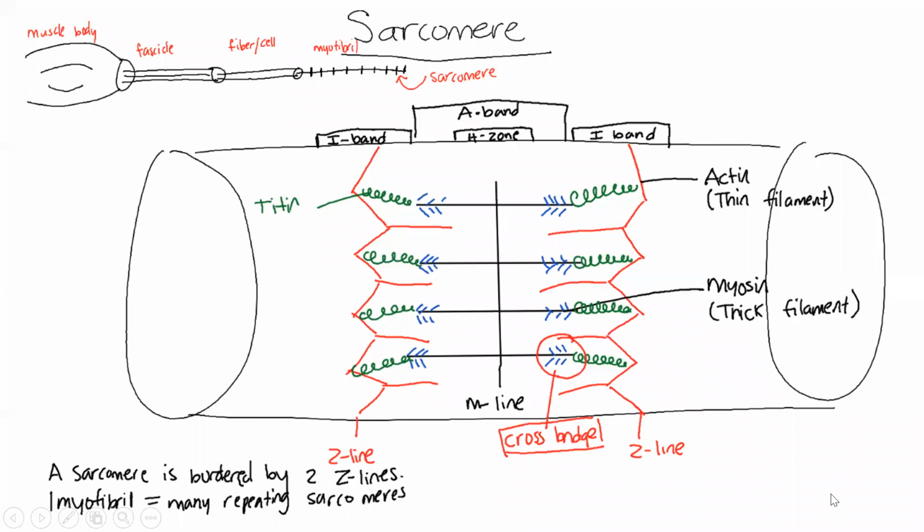As far as the structure of the sarcomere, we said it's the functional unit of muscle. It is bordered by two Z lines, and Z lines may sometimes be referred to as Z discs. They're the same, they're synonymous terms.